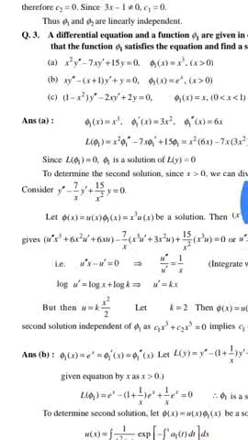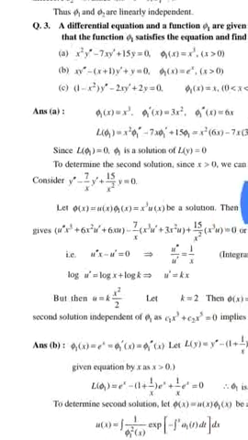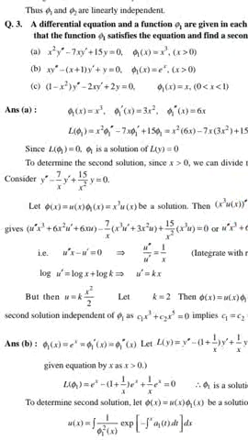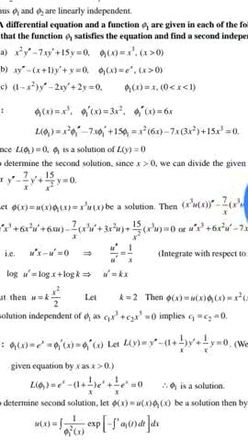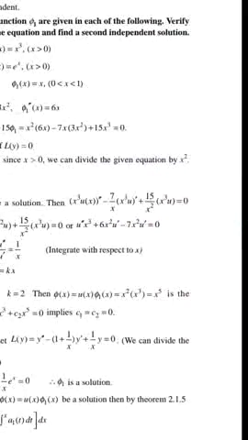Since L of phi 1 is equal to 0 and phi 1 is the solution of L of y is equal to 0, to determine the second solution, since x greater than 0, we can divide the given equation by x square. Consider y double dash minus 7 by x y dash plus 15 by x square y is equal to 0.